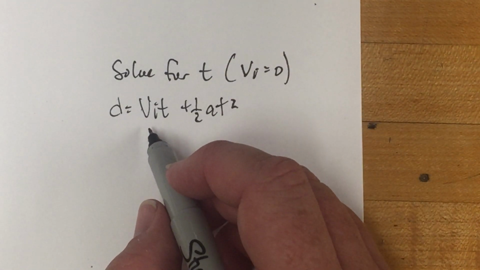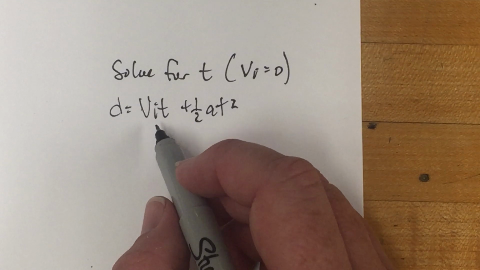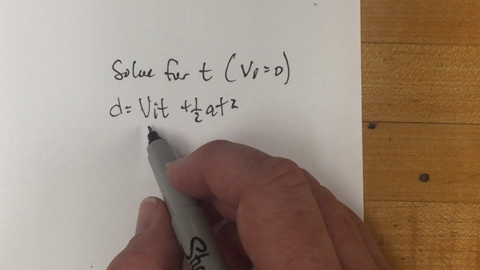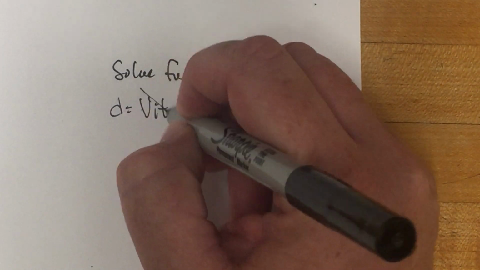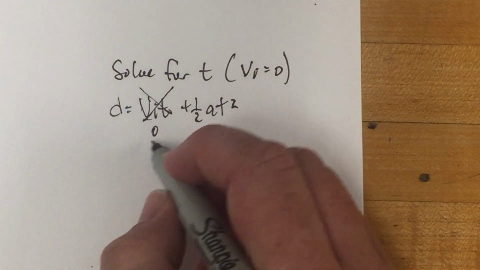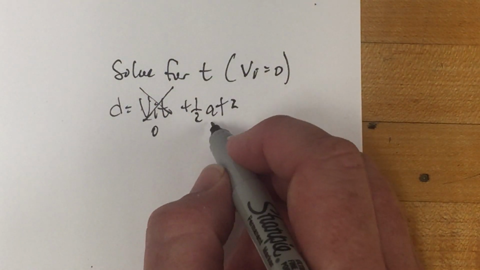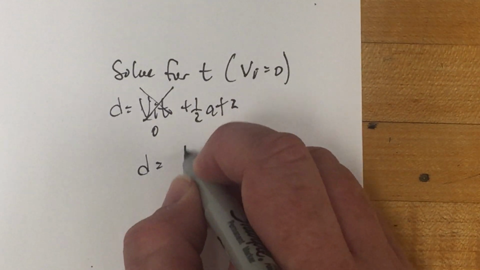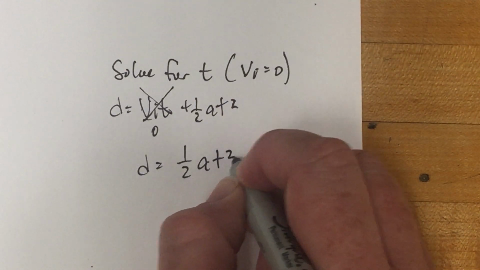This one happens a lot because if you drop something from rest, that indicates that your VI is 0. So this whole thing goes to 0. 0 plus anything is just whatever was there. So you start then with d equals 1/2 AT squared.